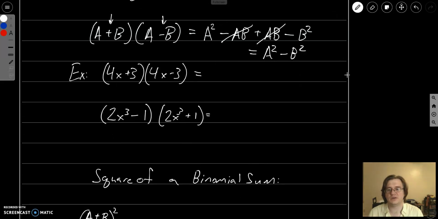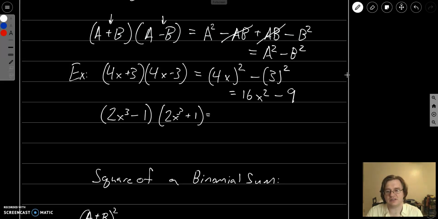So for instance, 4x plus 3 times 4x minus 3, we know that we're just going to square this first term, and we'll subtract the square of the second term. When we simplify this, 4x squared, so the 4 squared is 16, and the x squared is just x squared, minus 9. It's pretty simple. Saves a lot of steps.